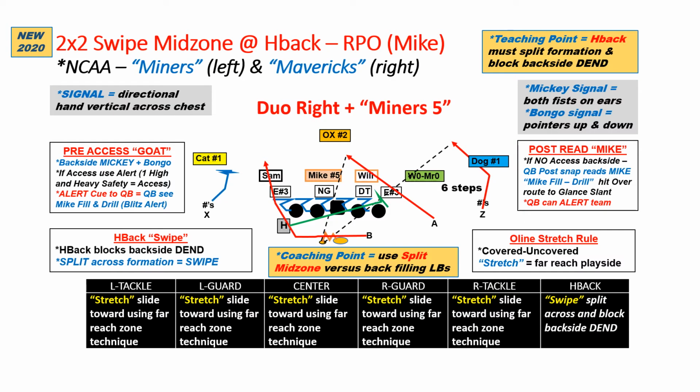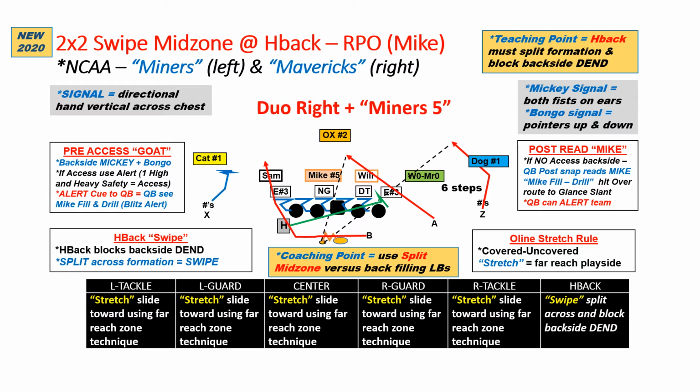So here's 2x2 swipe mid-zone. Again, we're going to run this towards the H. You can see the H will split across and block the defensive end just like split zone, so it looks exactly the same. But now the running back is going to stretch outside and read that left tackle's block going inside or outside, hence the name mid-zone now.